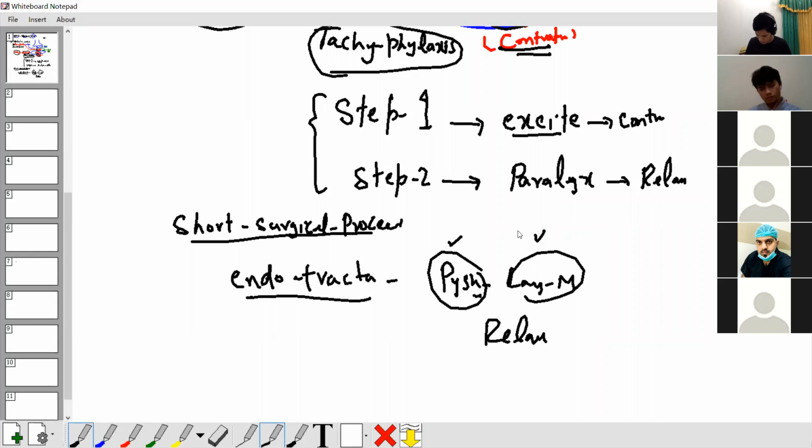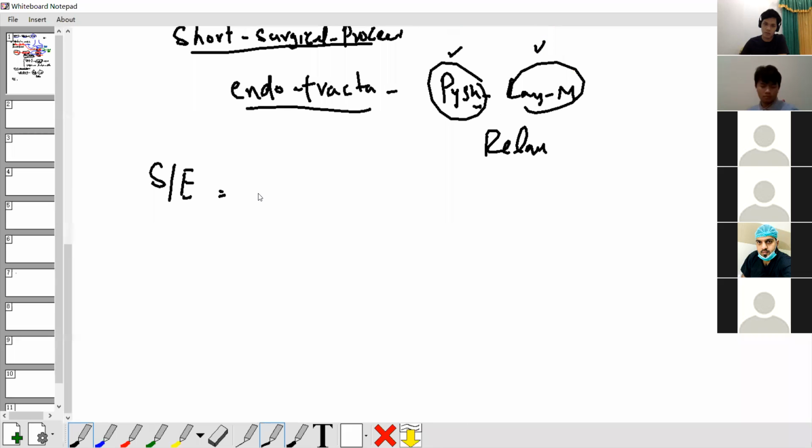Succinylcholine will not be applied for longer procedures, okay? Because what does succinylcholine do? First it excites the muscle. So what are the side effects? When you do exercise, what happens with your body? Body temperature increases. Yeah. So succinylcholine first excites the muscle, all body muscles contract. So what happens? Body temperature increases.